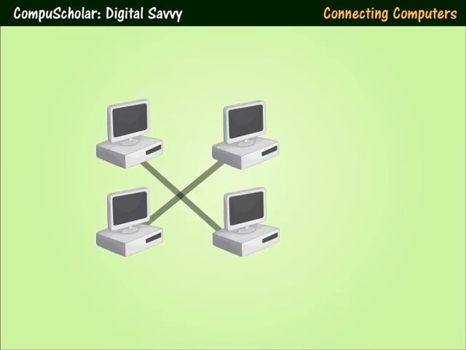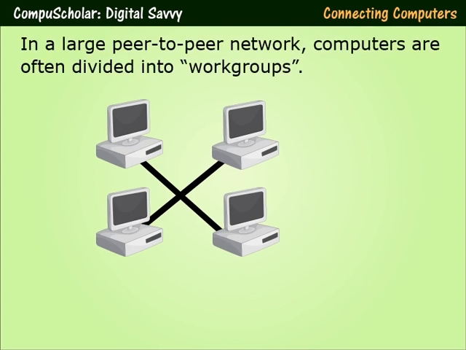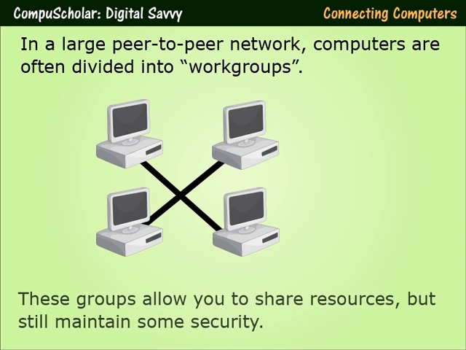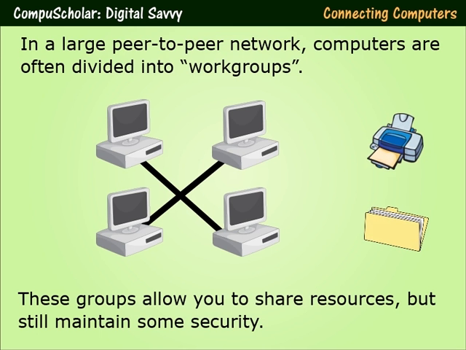If you have a large peer-to-peer network, you may want to subdivide sets of computers into work groups. A work group is just a group of peers that have agreed to share resources, maybe a printer or a file system. And this makes it easier to work with the other members of your work group. But you still have some security in place, so all of the other computers on the network would not automatically get the same rights to access the work group resources.